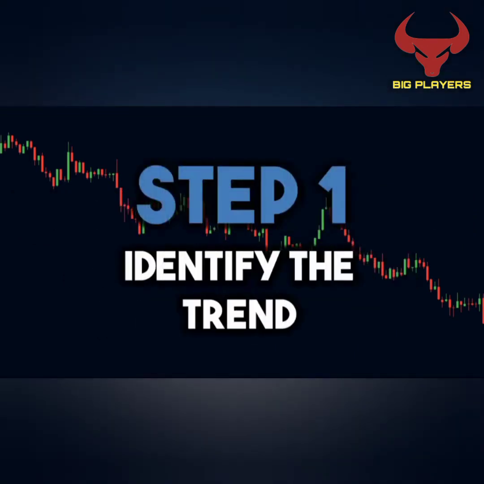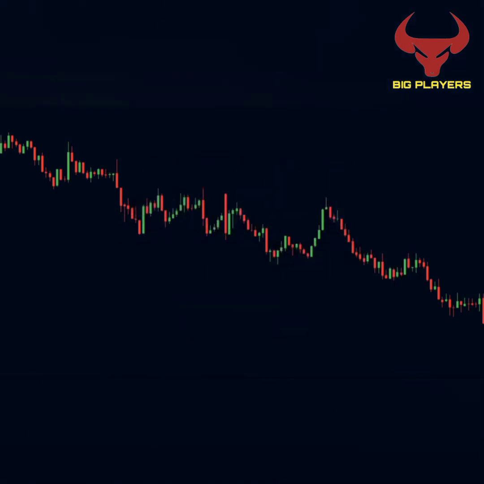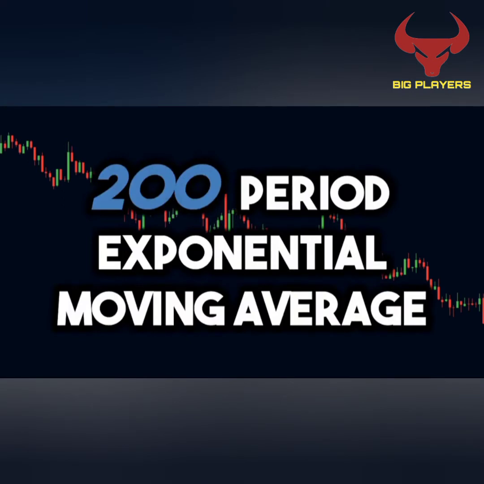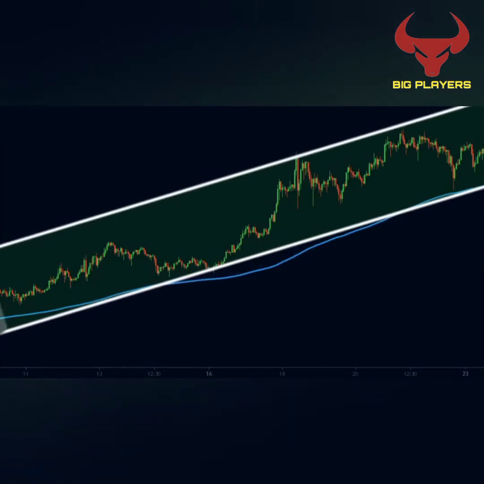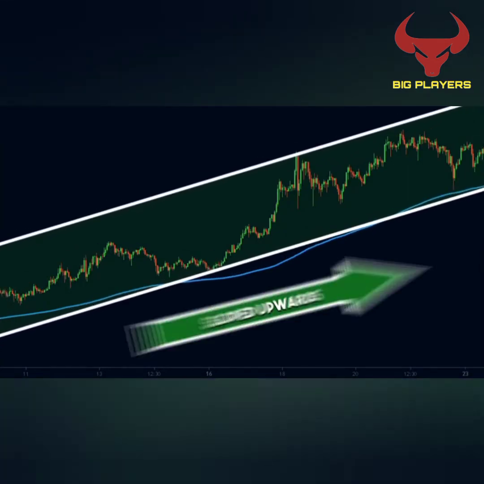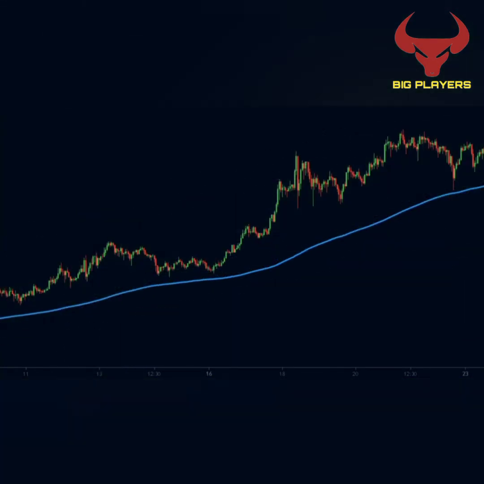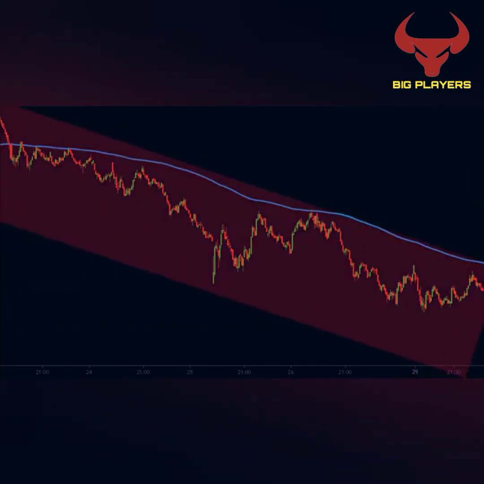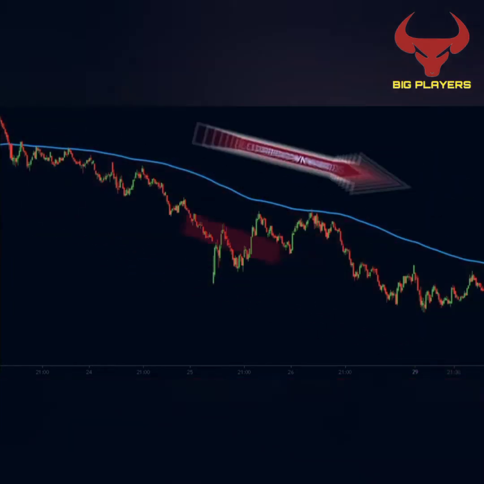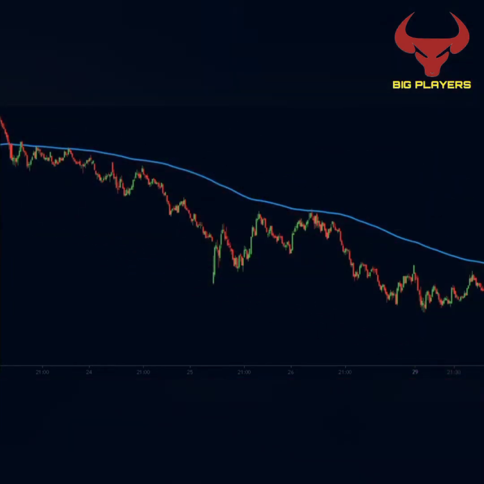The first step of the strategy is to identify the trend of the market. For that, we will use the 200-period exponential moving average. In an uptrend, the price stays above the moving average and the moving average is sloped upwards. We can also see that the price finds support at the moving average. On the other hand, in a downtrend, the price stays below the moving average and the EMA is sloped downwards. The moving average also provides resistance in a downtrend.